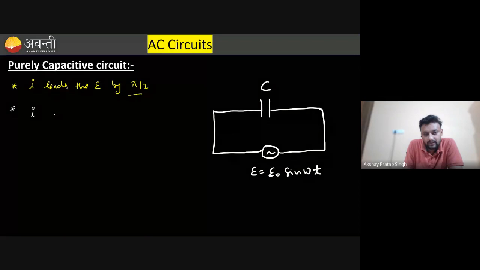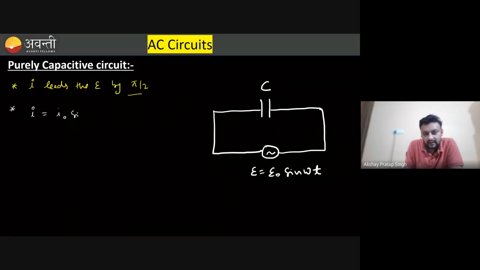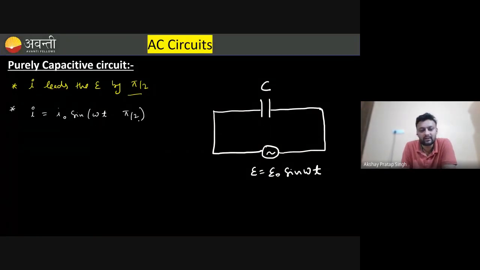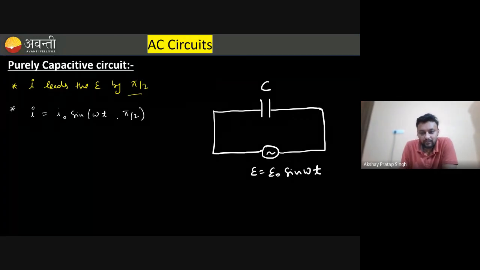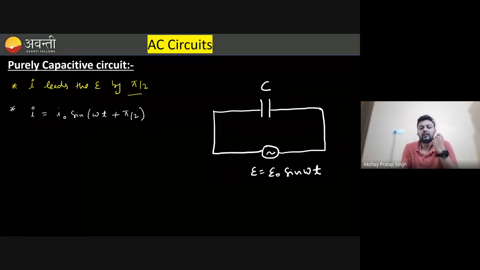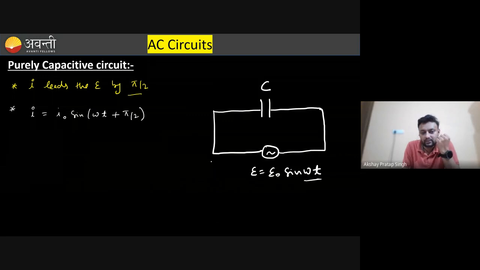The equation of current will be I equals I naught sine omega t. Now, anyone can answer what the sign is going to be? Plus or minus? Which sign do I need to use here between omega t and pi by 2? JNVPTA is saying plus. Very good. Current is leading the EMF. EMF has the phase of omega t. Current has a phase which is leading by pi by 2, so it will be plus pi by 2. So this is the equation of current.